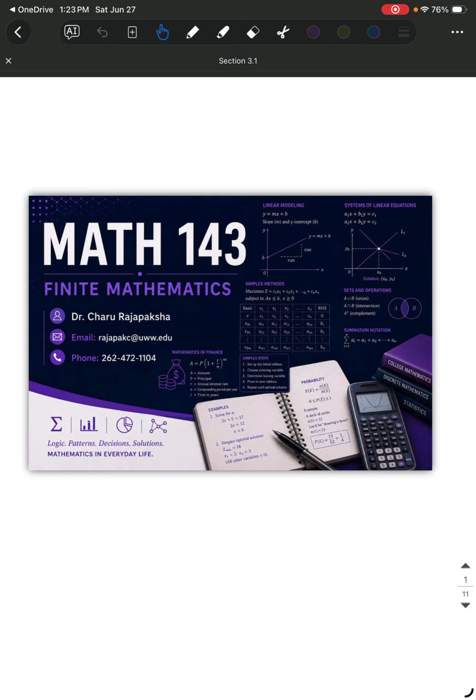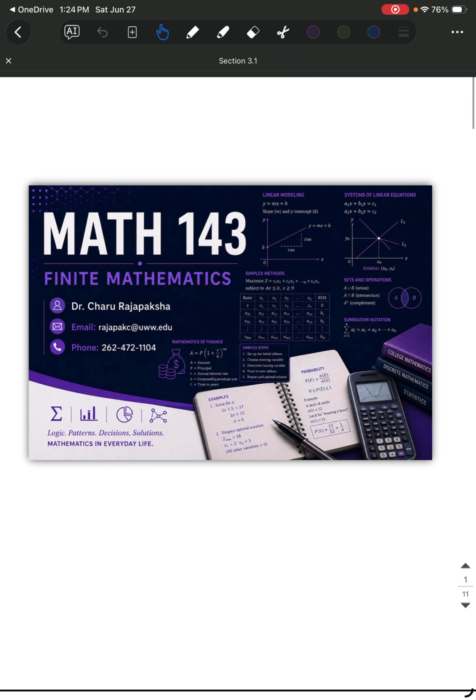By the end of today's lecture, you should be able to graph linear equations, graph linear inequalities, distinguish between solid and dash boundary lines, use the test point method, graph systems of inequalities, and determine whether a feasible region is bounded or not. Okay, let's start with the quick review.